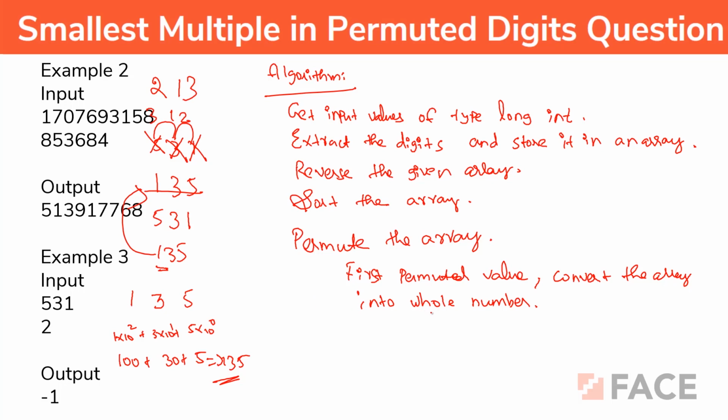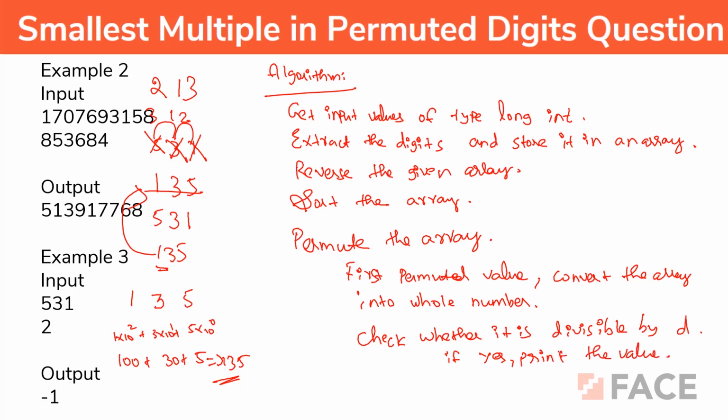After converting the given number into a whole number, check whether it is divisible by D. If yes, print the value. And before permuting, take a variable, let's take least multiple as the variable, and initialize it as -1. If it is yes, store it in the variable called least multiple and print the value.